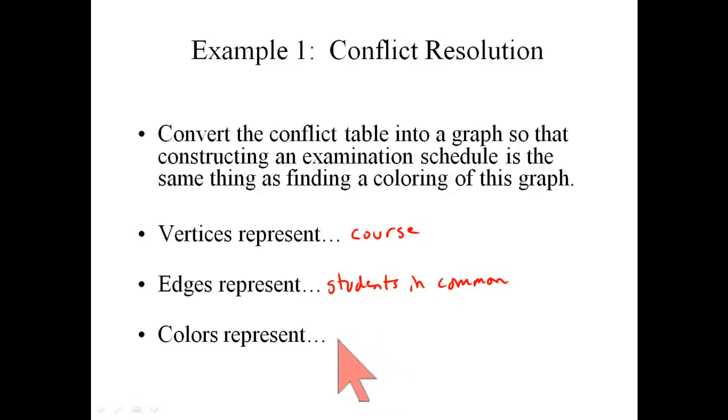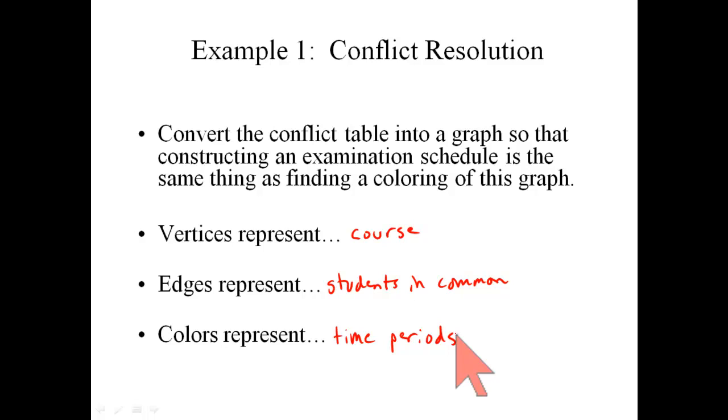And then what are the colors themselves? We were trying to minimize the number of colors, 1, 2, 3, and so on. In the conflict resolution problem, we're trying to minimize the examination periods. And so colors represent the time periods that are available to have exams in.